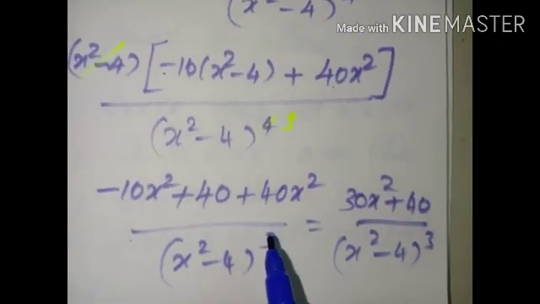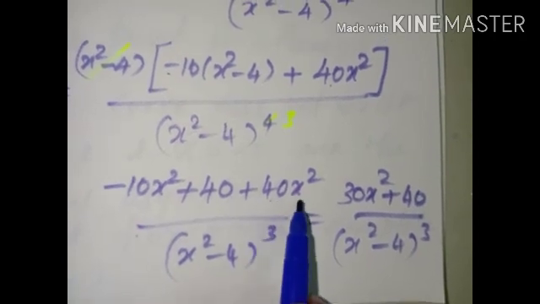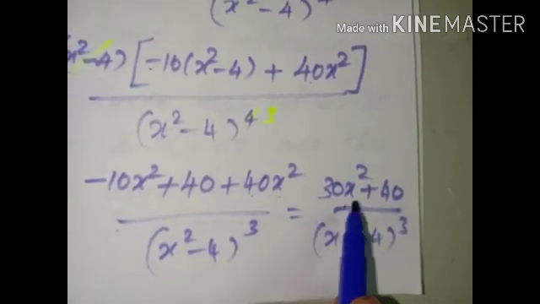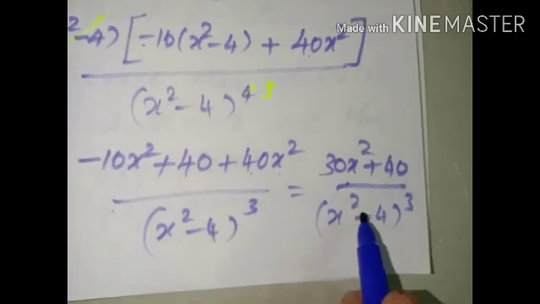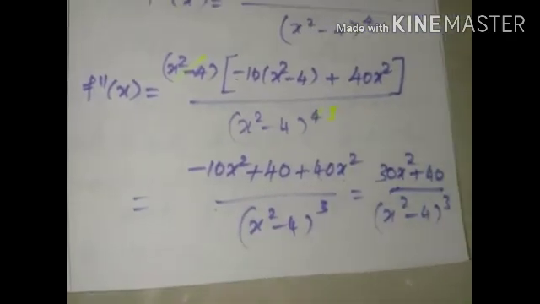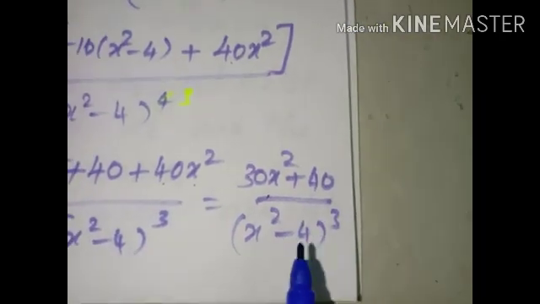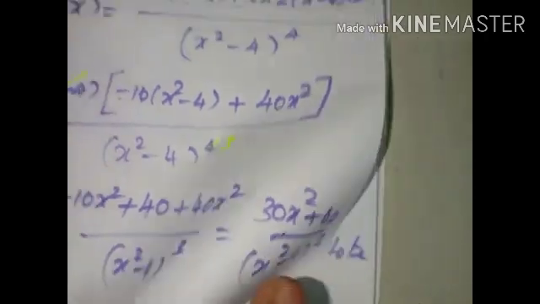So minus 10x square plus 40x square equals 30x square, plus 40, divided by x square minus 4 whole cube. Then f double dash of x is 30x square plus 40 divided by x square minus 4 whole cube.